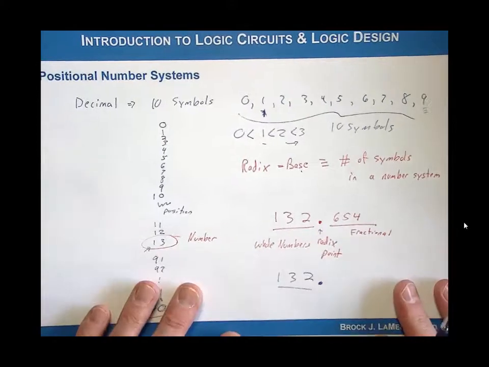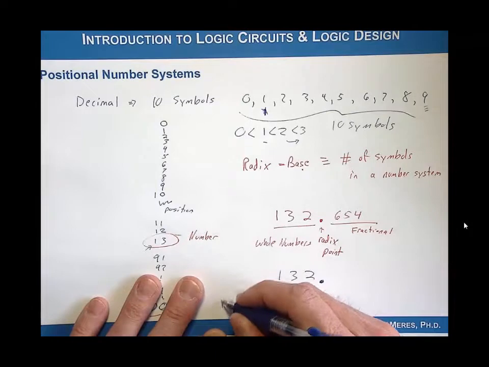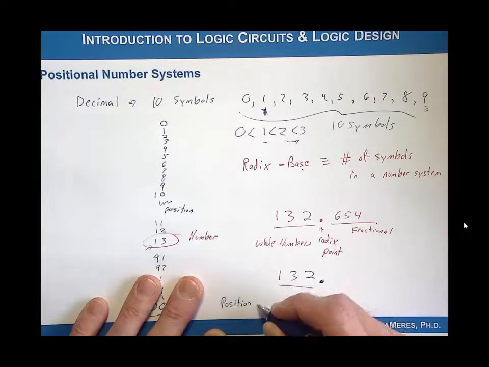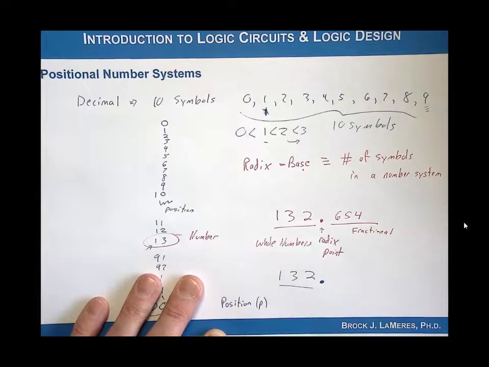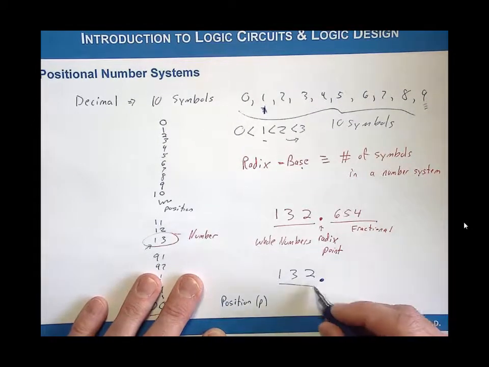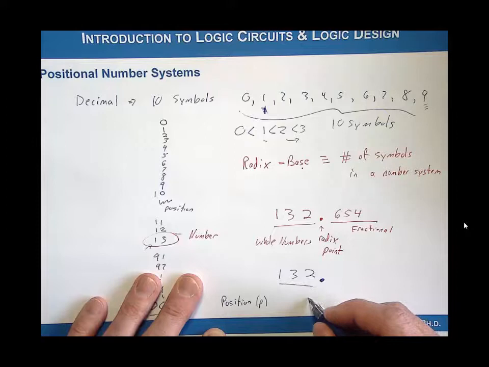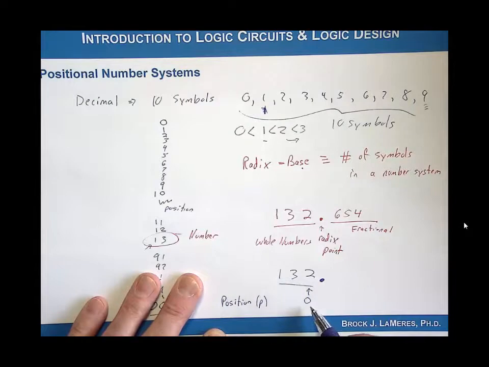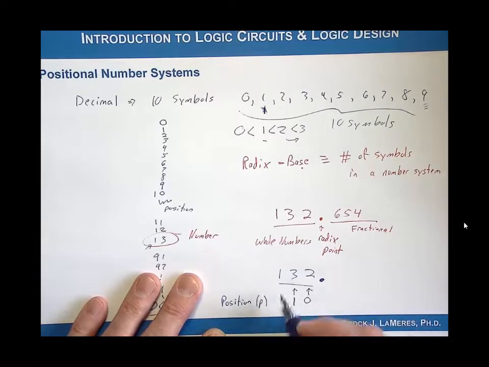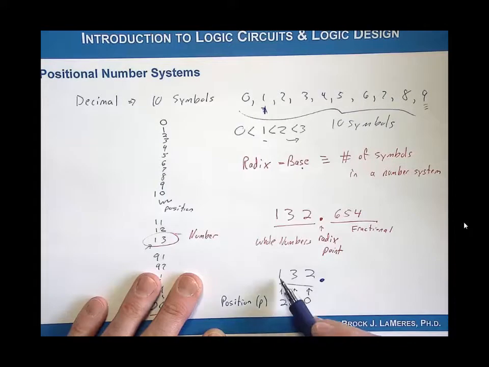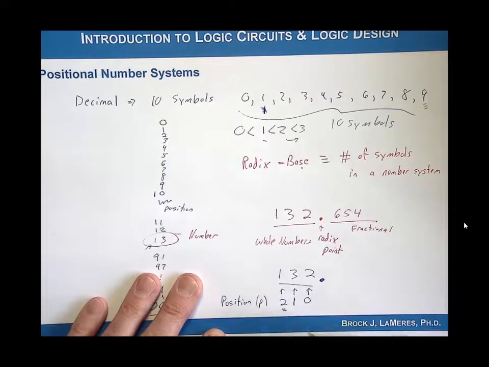So now we want to define something called the position. We'll give it a variable, lowercase p. The symbol to the immediate left of the radix point has a position number of 0. So we say that the numeral 2 is in the 0th position. We then increment by 1 going to the left, so the position that numeral 3 is in would be position 1, and then so on and so forth. So this would be position 2. If I said, what position is the numeral 1 in, you would say it's in position 2.